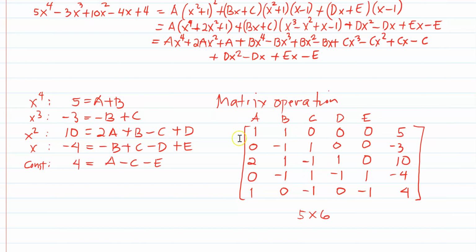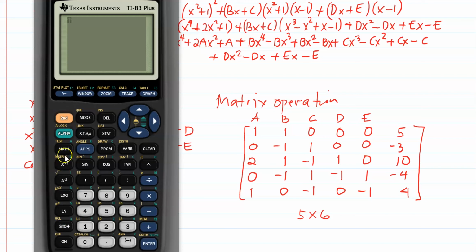The encoding of data will be by row. So this coefficient is row 1, column 1, row 1, column 2, row 1, column 3, and so on. So this is how we encode the data going across. All right, so let's open our calculator. In our calculator, we look for the matrix function. So it's second function matrix.